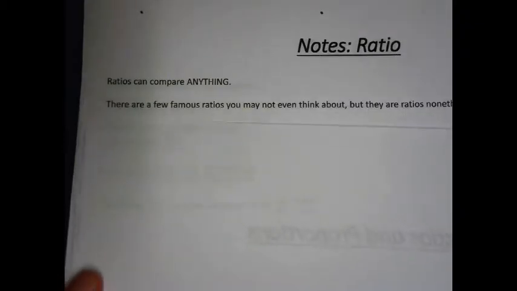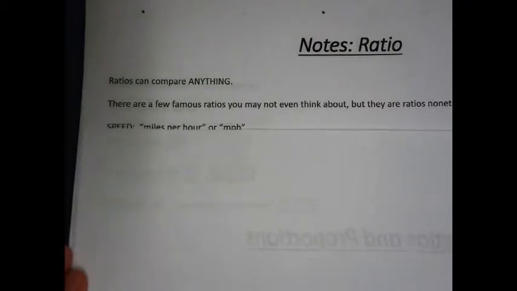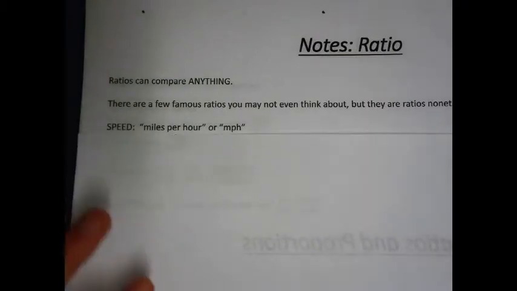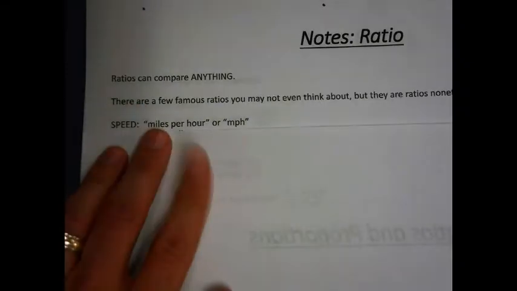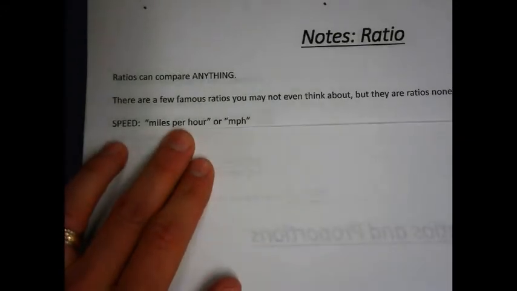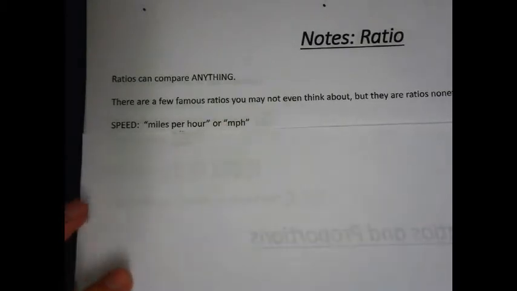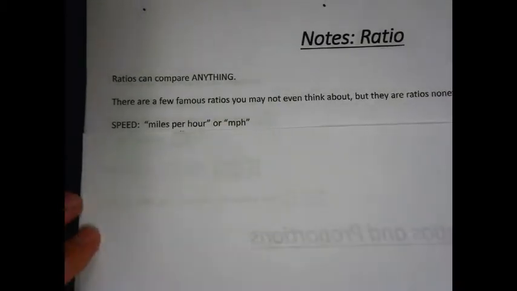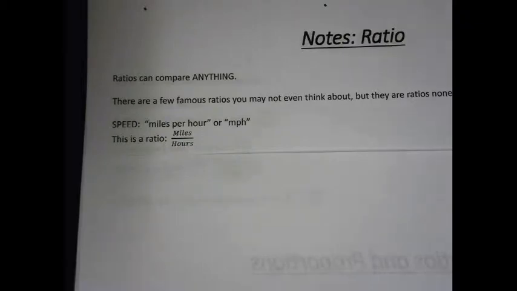Now, there are a few famous ratios you might not even know about, but they are still ratios. One example is something as simple as speed. What we think of in terms of speed is actually a ratio. When we talk about speed, we talk about miles per hour, or kilometers per hour for anyone that's working in the metric system out there. And so we call it MPH. We see that, we take it for granted, but that is a ratio. We are comparing two values, the amount of miles to the amount of hours. In the case of miles per hour, we're talking about how many miles in 1 hour, but still, that is a ratio.